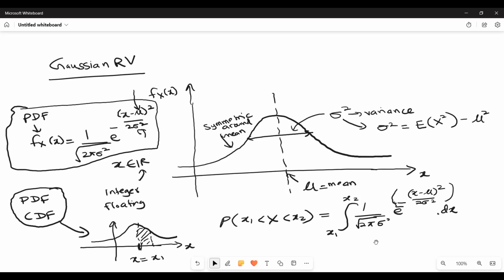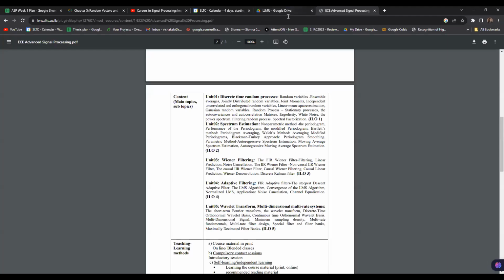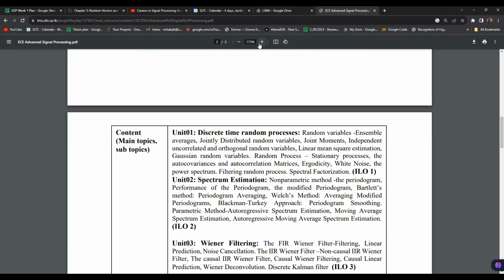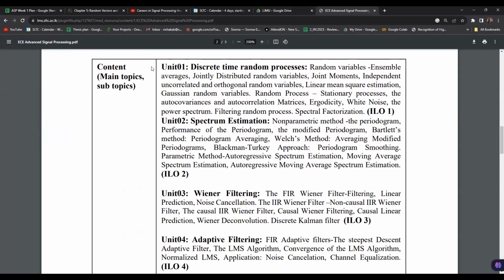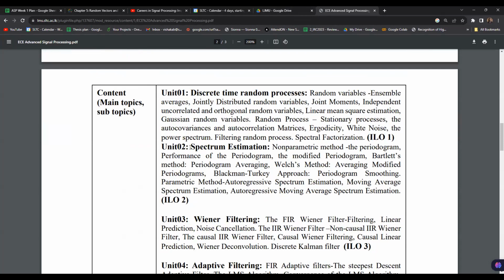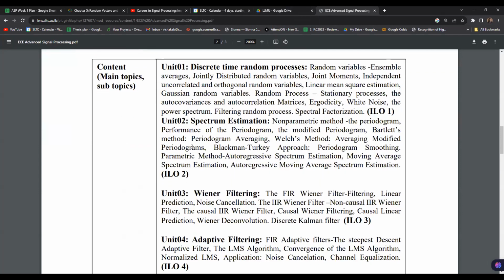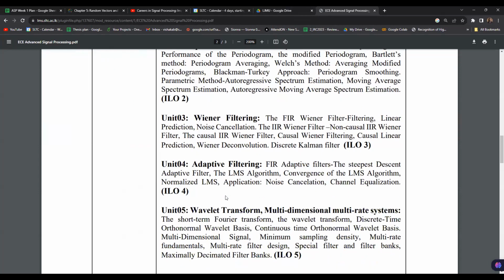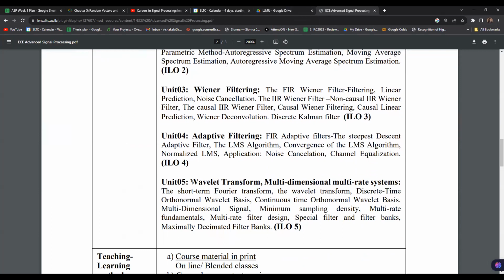About the module outline, I will explain the differences. In ECE, we have these contents to cover. We have discrete time random processes first, then spectrum estimation, then filtering, and then wavelets and related theories.